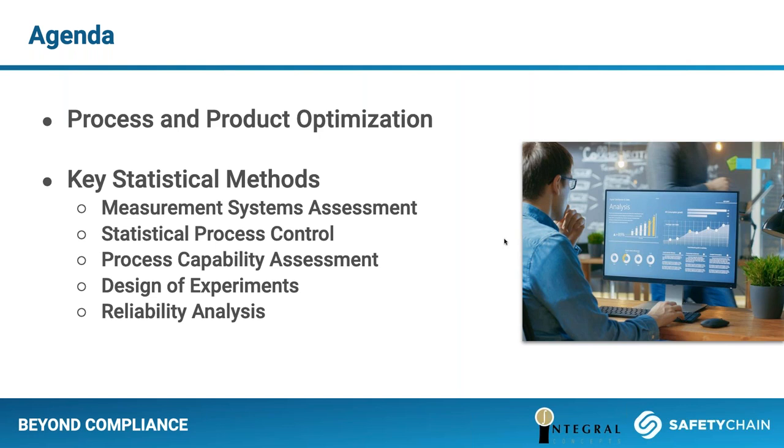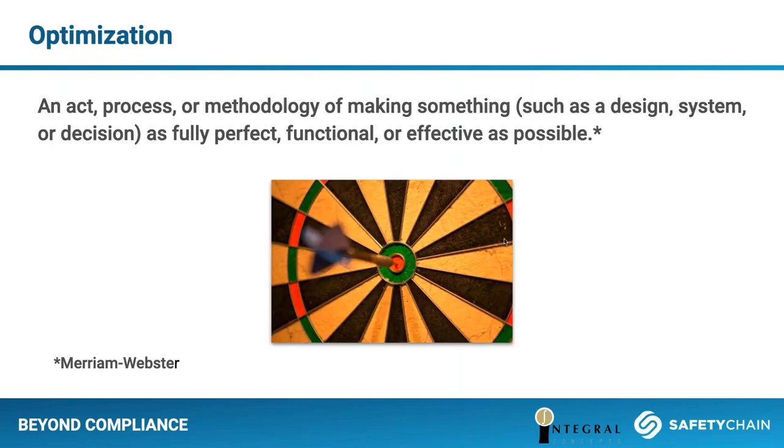We're not going to get into reliability analysis, but that's near and dear to my heart. Reliability analysis is all about using statistical methods for predicting how units are going to perform in the field and when and how they're actually going to fail in application. Again, that's near and dear to my heart. This particular talk we're going to have today is going to focus more on the first four bullet points here. Unfortunately, we're probably not going to have time to get into reliability, but we do a lot of work in that area. So let's talk about optimization.